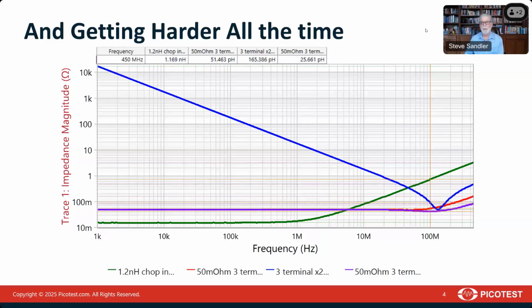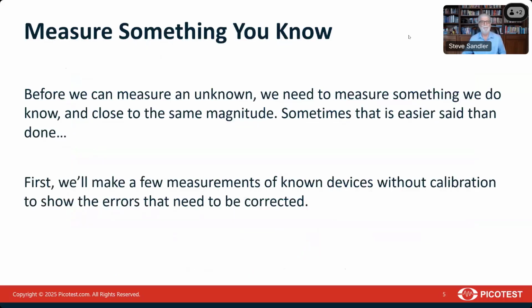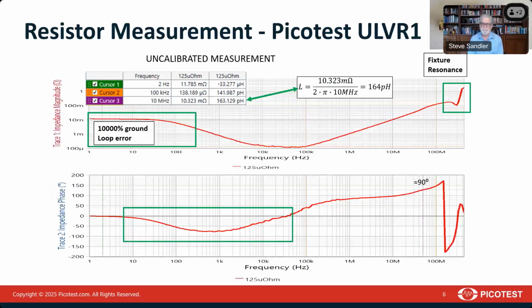And the question is, how do we get there? Well, first, we have to measure something we know before we can measure something that we don't, and it needs to be close to the same magnitude. Sometimes that's easier said than done. Before we even start calibrating, we're going to make a few measurements of known devices without calibration, just to show what the errors are that we're supposedly going to be correcting. In this case, we're measuring a 125 micro-ohm resistor.